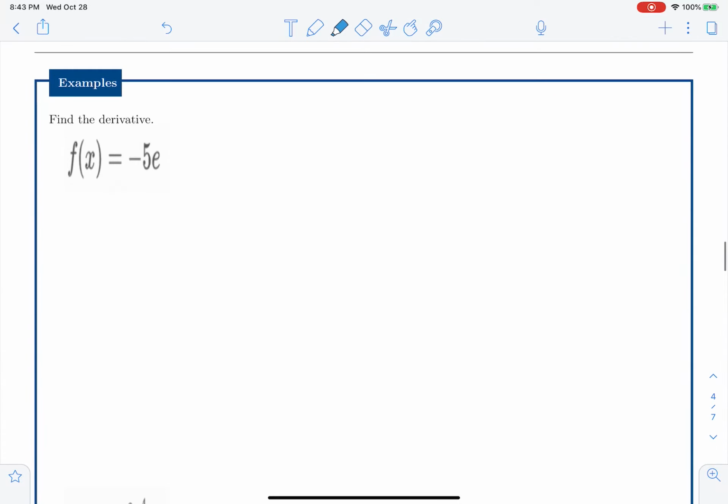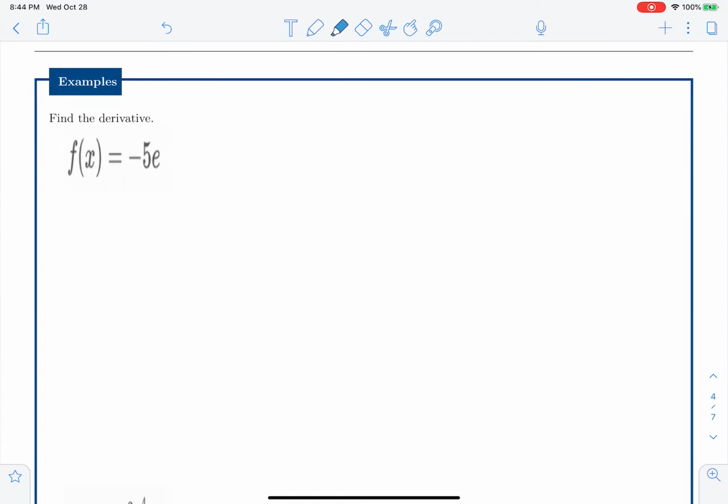So here we want to find the derivative of -5e. Now recall, e is a number. It is 2.7182 approximately. So what we have here is f of x is equal to -5 times 2.7182. The entire thing is approximately 13.5 approximately. You could use a calculator.